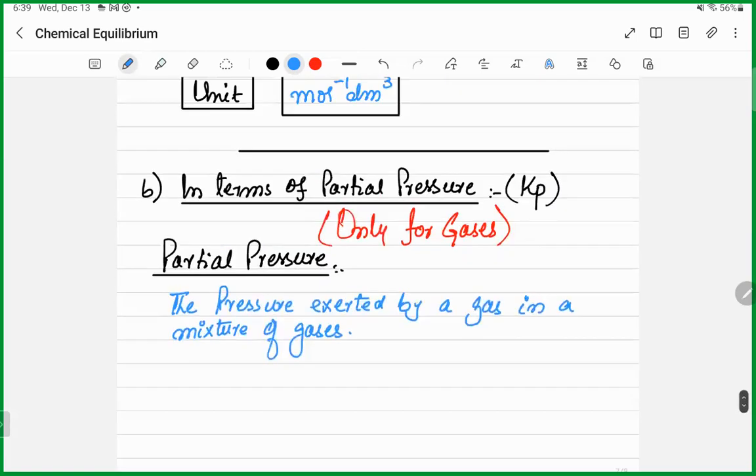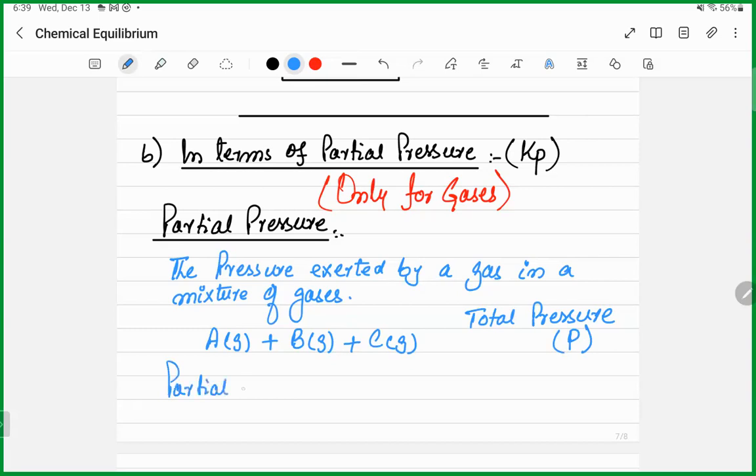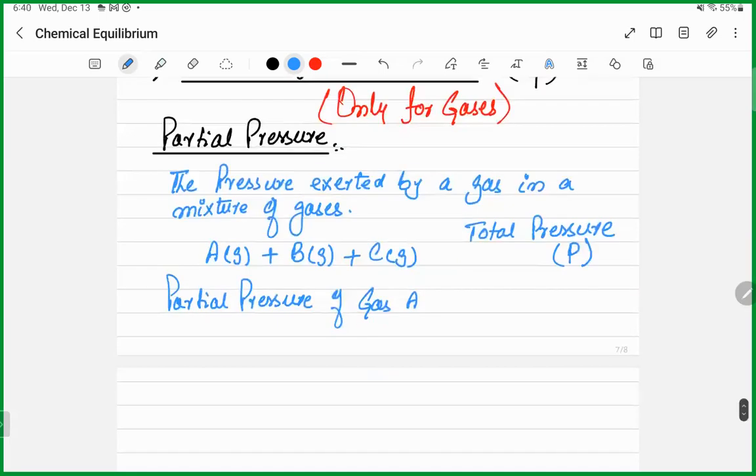ठीक है? So let's suppose we have gas A plus gas B plus gas C in a container. ठीक है? टोटल प्रेशर इसका होगा P. Capital P is the total pressure. सही है? So the partial pressure of gas A रिप्रेजेंट किया जाएगा small p with a subscript A.